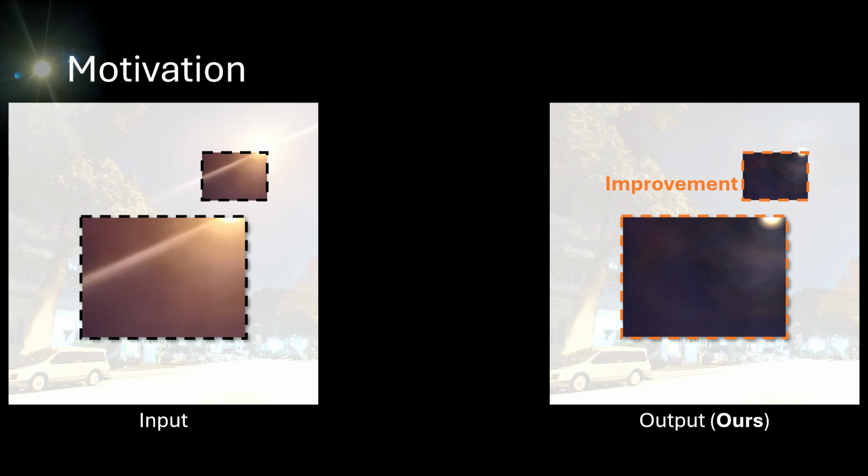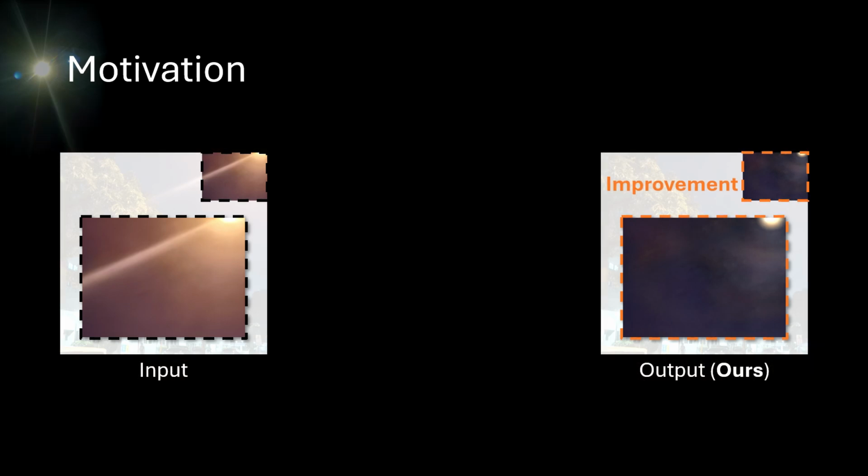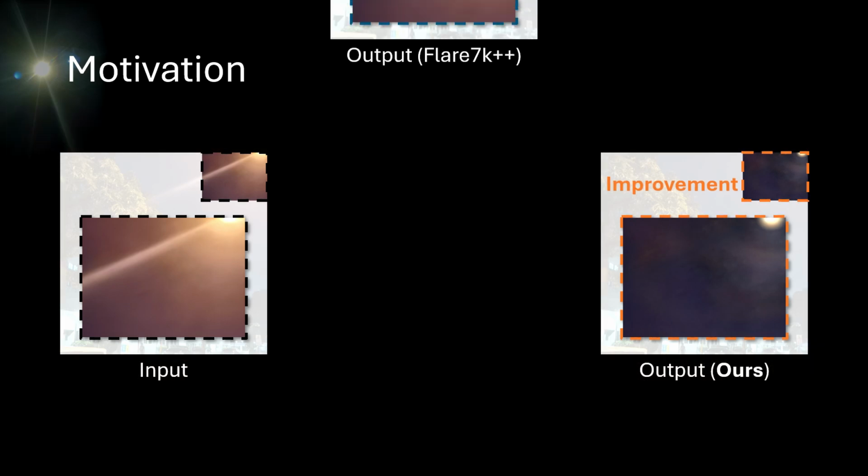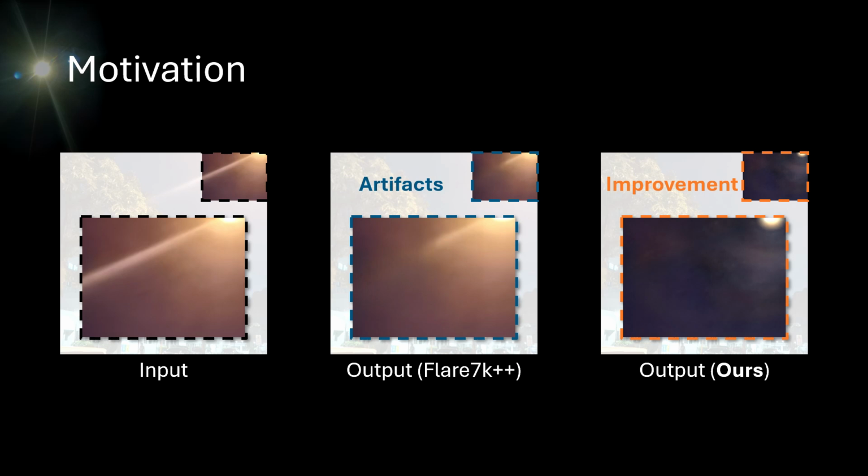When we zoom into the edge regions in the original input, we can observe that when the input includes the complete light source, the result demonstrates better restoration quality. Here, we compare Flare 7K++ with our method. As you can see, we significantly reduce residual flares and maintain more natural illumination.